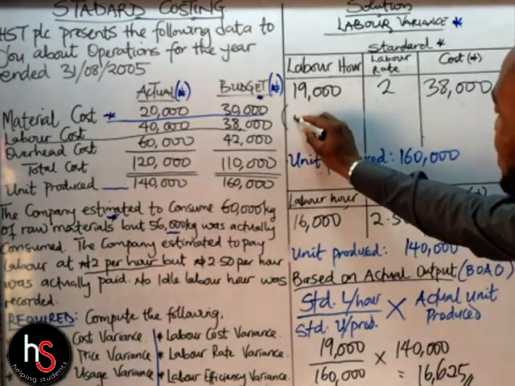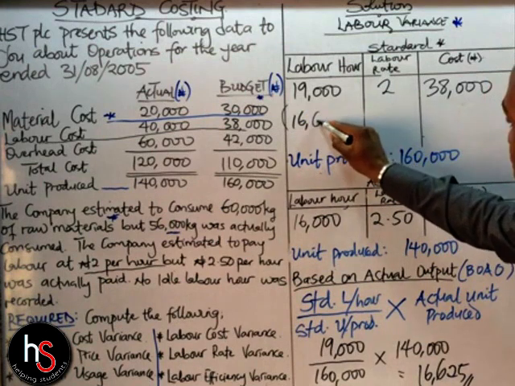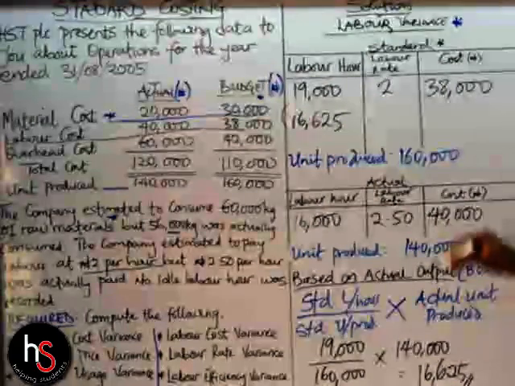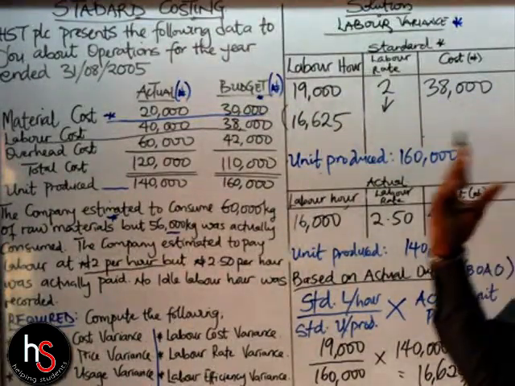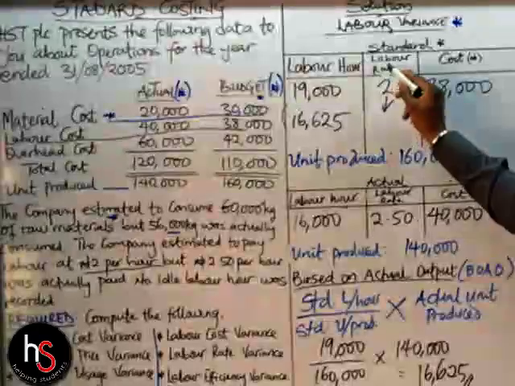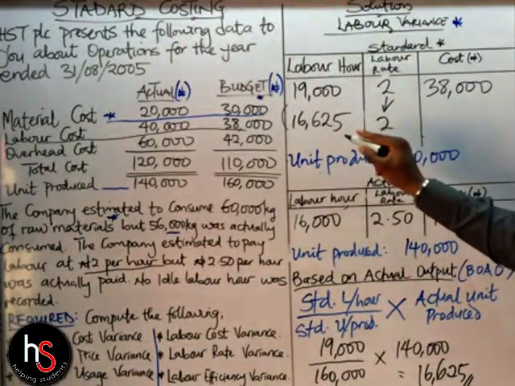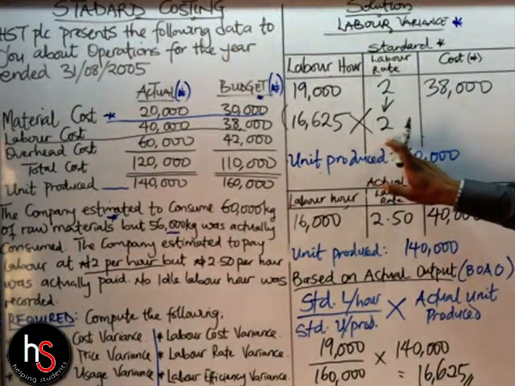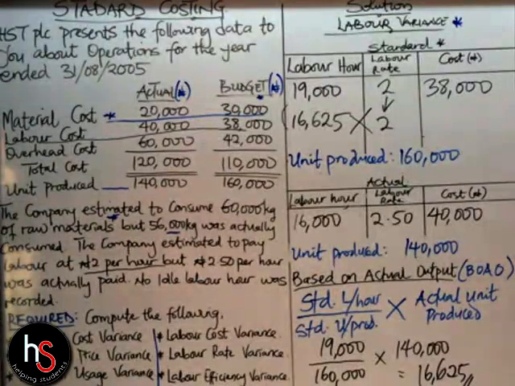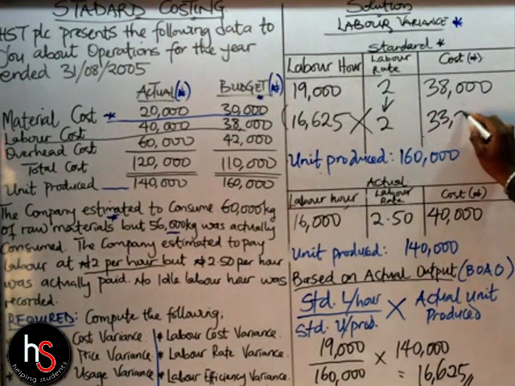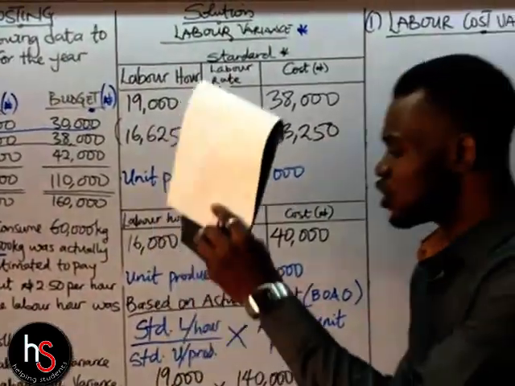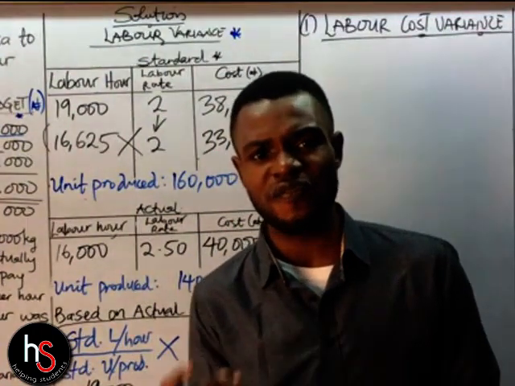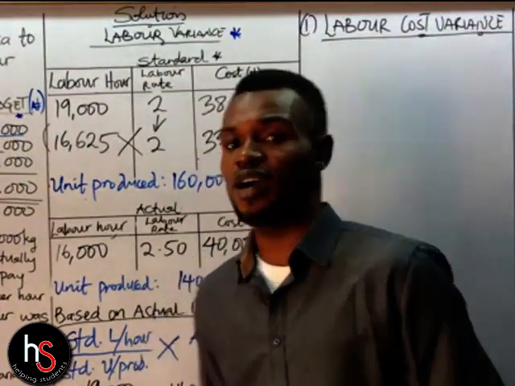So we have 16,625. So 16,625 comes down the same way we did under the material variance. So this labor rate comes down, then we'll multiply these two values. 16,625 multiplied by 2 gives us 33,250. So once you are done with this, the next thing is to answer the question, and it makes it very, very easy for you to derive the final answer.